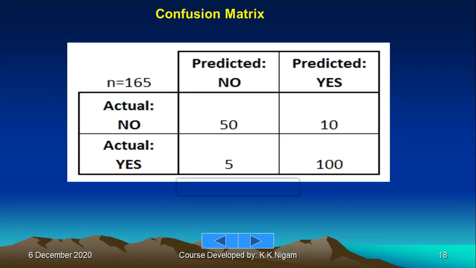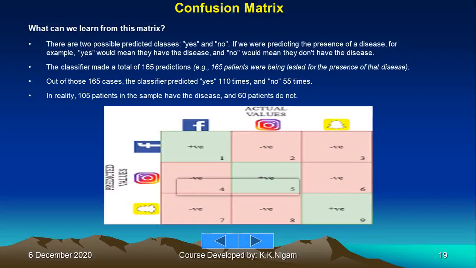Now here in this case the total number of samples that you have is 165, that is N, and then predicted no is 50, predicted yes is 100, and actual no is again 50, and actual yes is 5 in the first case and 100 in the second case. Now what can we learn from this matrix? There are 2 possible predicted classes, yes and no. If we were predicting the presence of a disease, for example, yes would mean they have the disease and no would mean that they don't have the disease.